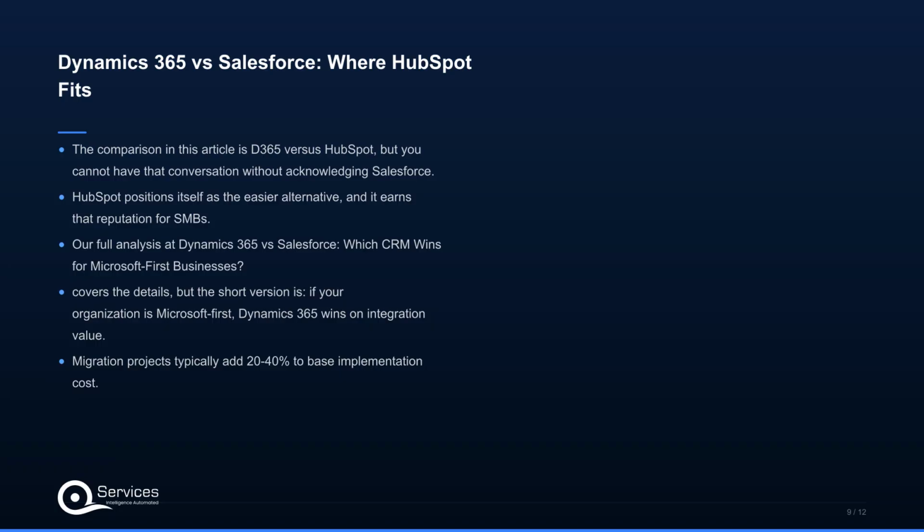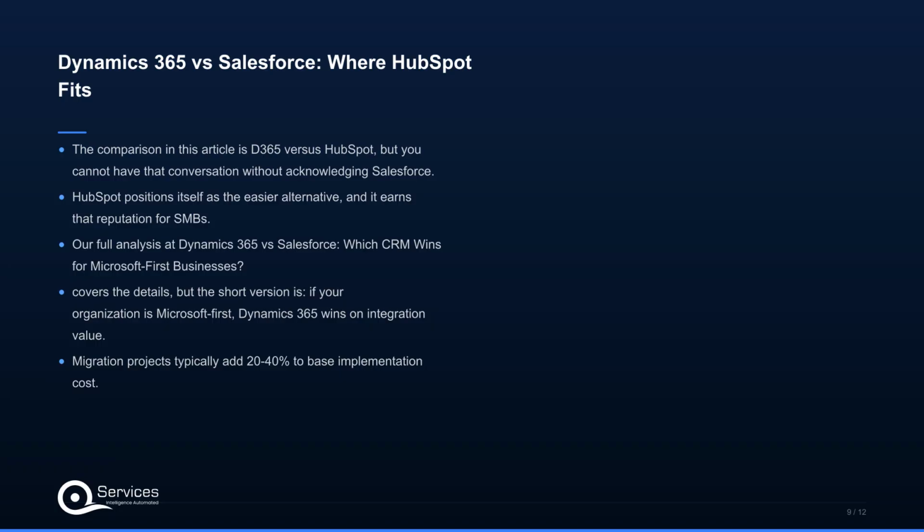HubSpot positions itself as the easier alternative, and it earns that reputation for SMBs. But when a company scales past 200 sales reps, starts running territory management, or needs deep CPQ functionality, HubSpot's gaps become painful. Our full analysis at Dynamics 365 versus Salesforce, which CRM wins for Microsoft-first businesses, covers the details, but the short version is, if your organization is Microsoft-first, Dynamics 365 wins on integration value. If you are Salesforce-first, switching costs are real and HubSpot is a reasonable middle ground for sales teams that do not need deep ERP connectivity.